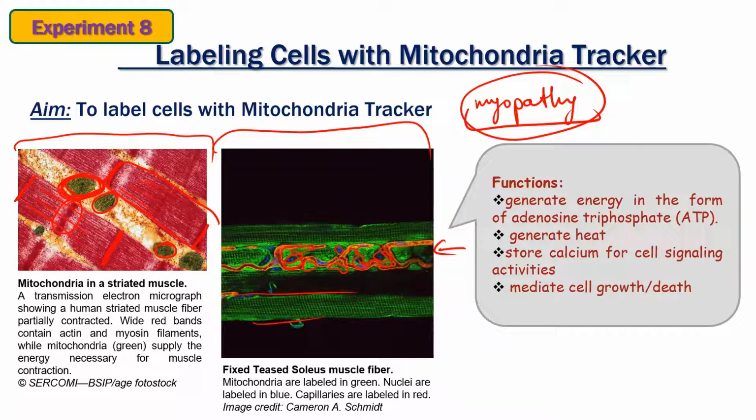Okay, so what are the main functions of the mitochondria in our organism? These are generation of energy, of course, in the form of ATP. And you all know that ATP contains the most energy, then ADP, and finally we go to AMP: monophosphate, diphosphate, and triphosphate.